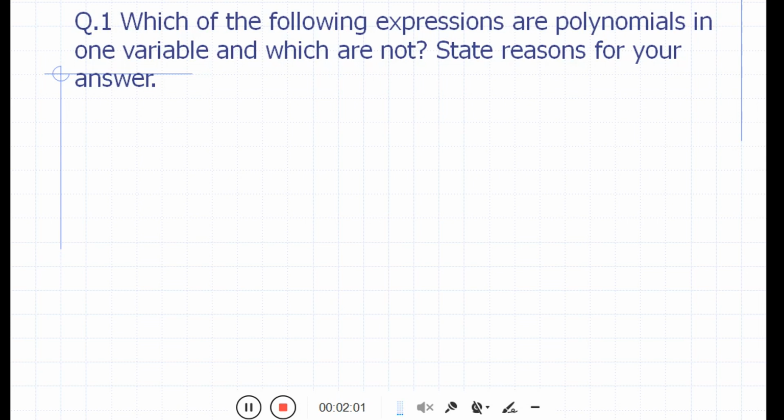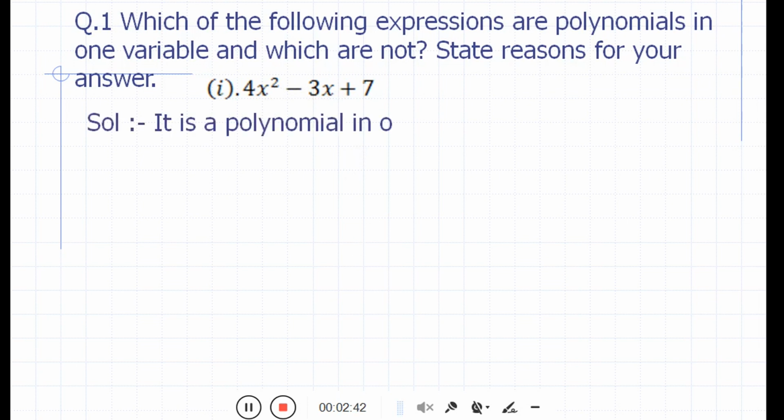So let us see the first question. First part is given 4x square minus 3x plus 7. Just see this polynomial. In this, constants are 4, minus 3 and 7, but the variable is only x. So it is one variable. Now we are going to decide whether it is a polynomial or not. Let us see the highest exponent of this variable. The exponent here is 2 and here it is 1. Therefore the answer is, it is a polynomial in one variable.